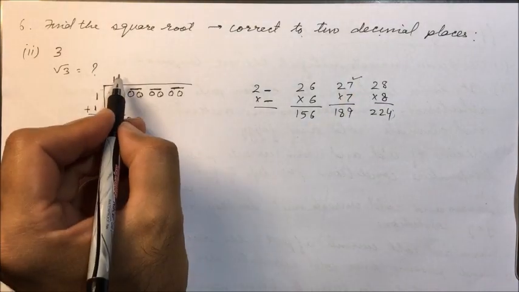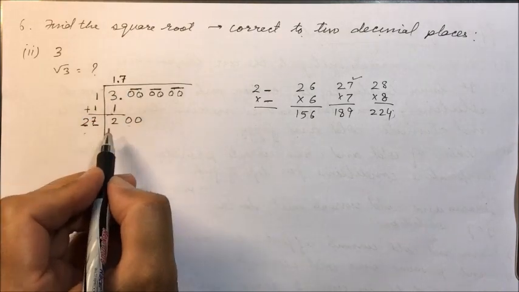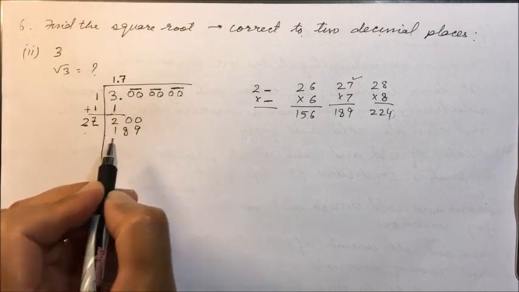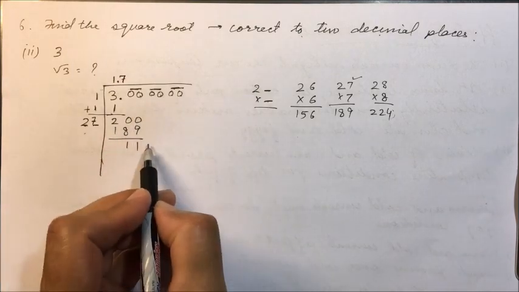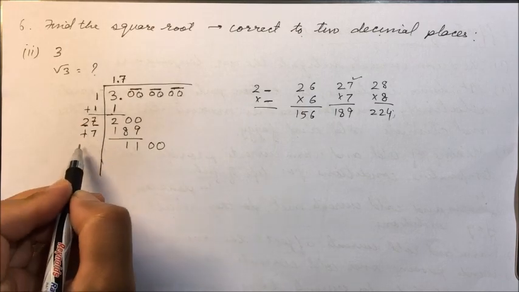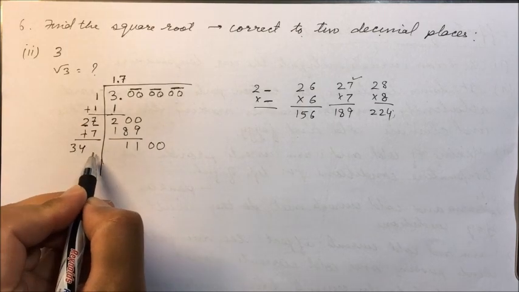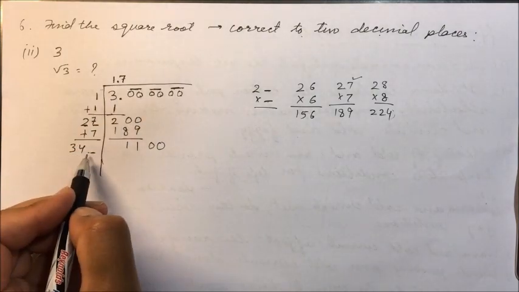27, here we put a decimal point, and 7. Here we will be writing 189, and the remainder is 11. Now the next pair we put here, 1100. Here we will be adding 7, it will be 34. Again we have to find the digit here. We will follow the same procedure again.